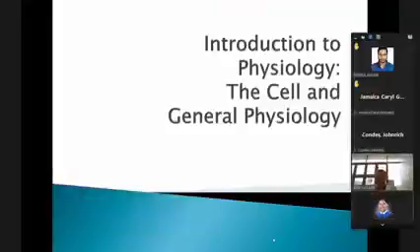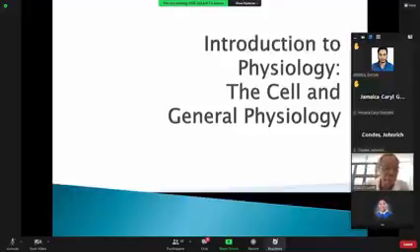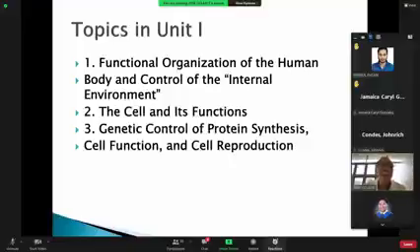Yes, Doc. Time check is 8:22. So we have a little more than 30 minutes only to discuss a little of the introduction of cell physiology, or general physiology. The first unit of the book by Guyton deals with cell and cell physiology. The first topic is functional organization of the body and control of the internal environment.